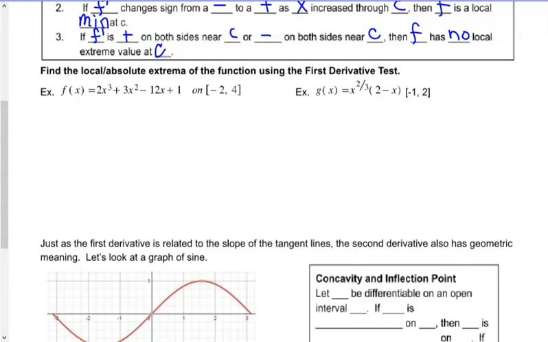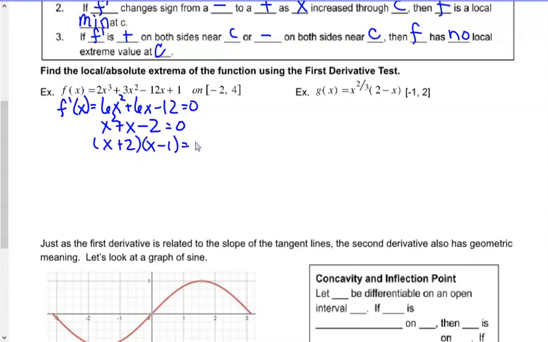Now, the absolute extrema brings in the fact that we have to evaluate the endpoints to see which is the biggest and which is the smallest, okay? So we first want to find our critical points. It's always important to find those critical points first by taking the derivative and setting that equal to 0. Notice everybody has a 6, so I'm going to divide everybody by 6 to get x squared plus x minus 2 equals 0. And I can factor that as (x plus 2)(x minus 1). So making sure you can factor is very, very important.